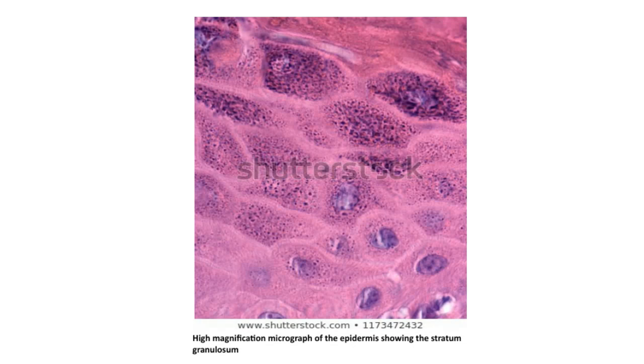In this high magnification micrograph, we're focusing on the epidermis, specifically highlighting the stratum granulosum. As you can see, this layer appears more granular, which is actually where it gets its name. The cells here are starting to undergo significant changes. They're beginning the process of keratinization, which is essential for forming a tough, protective outer layer. These granules within the cells contain keratohyalin, a key component that helps in forming the skin's barrier.